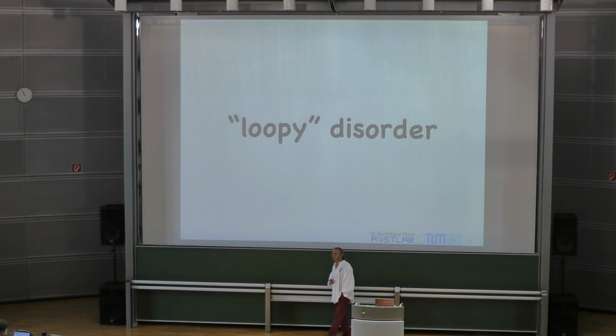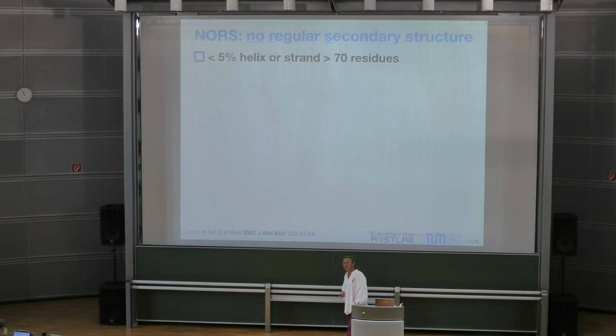Now there are different types of disorder, I said, in terms of what it does. There are also different types in the way we actually predict it. The simplest way in which you can approach this problem is what I call here loopy disorder. So what we observed when we used our secondary structure prediction method and analyzed entirely sequenced organisms, we saw that many proteins have long regions in which we do not see any regular structure. So regular secondary structure is helices and strands. If over 70 consecutive residues, as this formula on the whiteboard gives you, you have less than 5% helix, this is something that is very unusual.